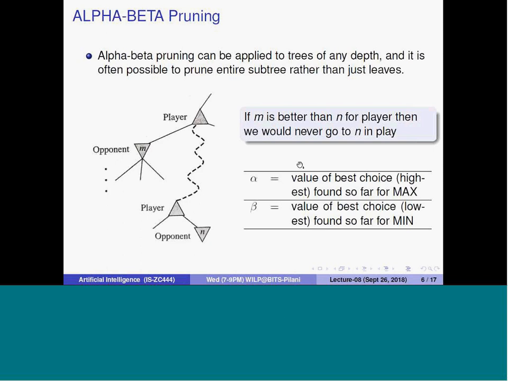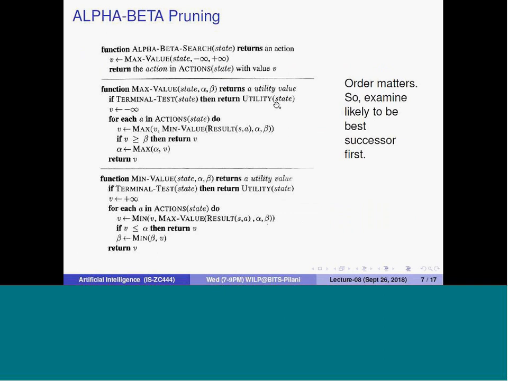So there are two values that we are going to use. Alpha is the value of the best choice, the highest found so far, for the max. Beta is the value of the best choice, the lowest, for the min. Alpha is the best choice for max, and beta is the best choice for min. For the max, what is the best? It is alpha. For the min, the best is beta. With these two values, we can find out how to prune. This is the algorithm, and we would not go into it. I would just go through this algorithm by an example.